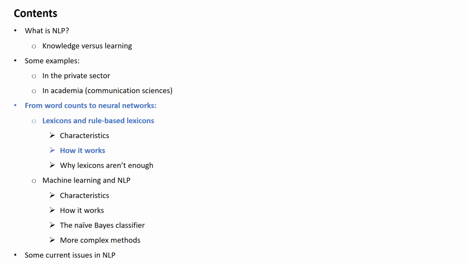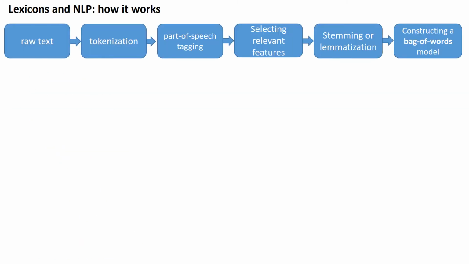Now let's look how this actually works in reality. How do we use lexicons, and how do we go from a raw piece of text to a piece of text that can be analyzed by a computer? So this is what the basic process looks like. We start with raw text, and at the end of the process we have a bag of words model which can be analyzed by a computer. Let's take a look at each of these steps.